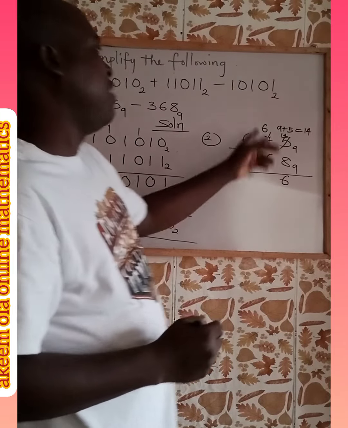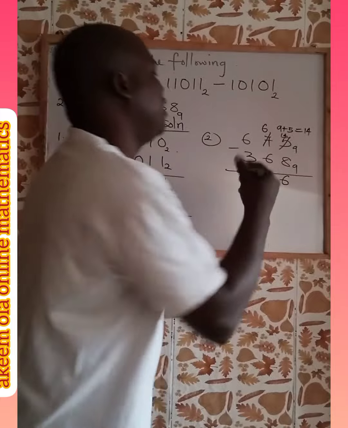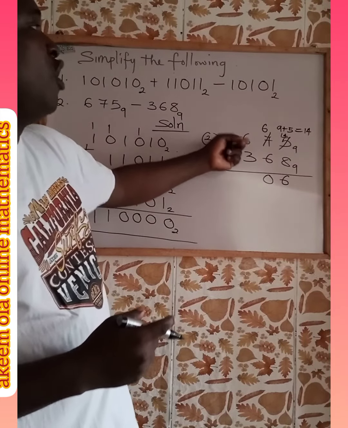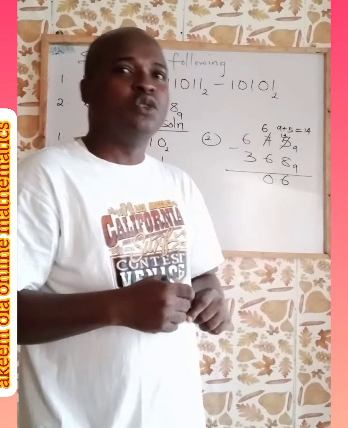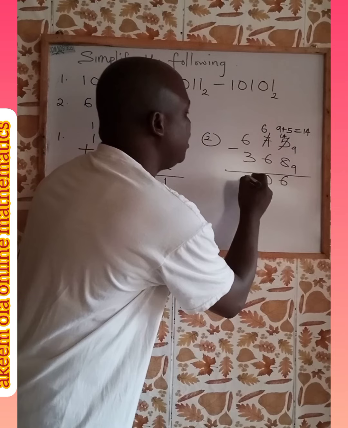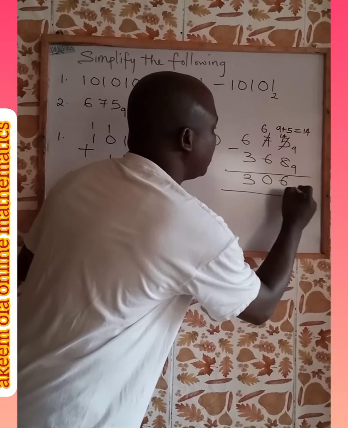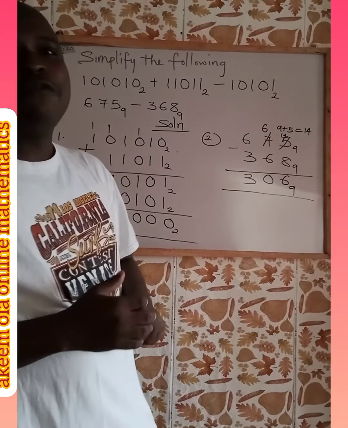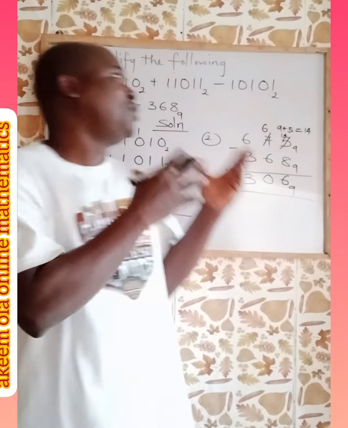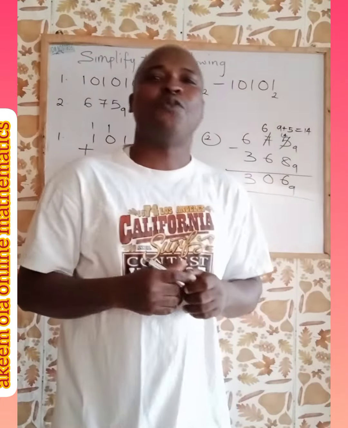Then here we have 6. 6 minus 6, that will give us 0. Why this one now? We did not borrow anything here, so the 6 will still be there. So we have 6 minus 3, that will give us 3. Don't forget the base. We have come to another end of the solution of this particular question.